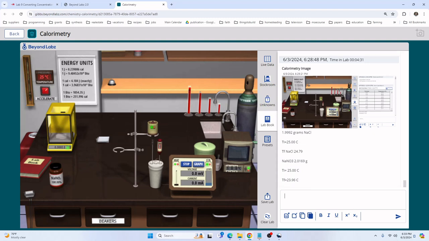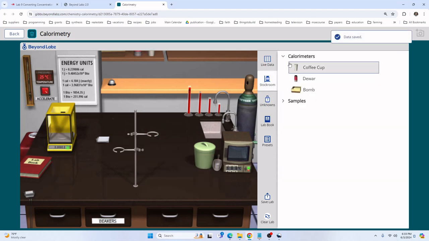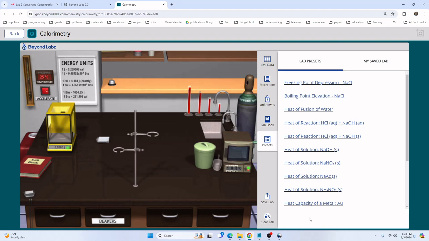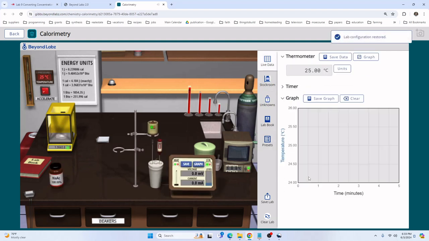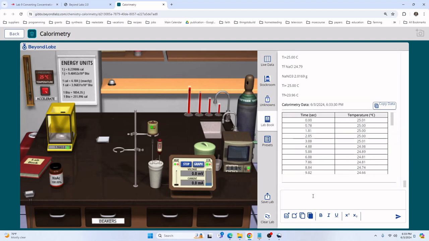All right, next we're going to repeat this experiment with heat of solution sodium acetate. So let's clear the lab and go to presets, heat of solution NaAC, and same thing. We see we're at 25.01. Let's click save and go to the lab book.